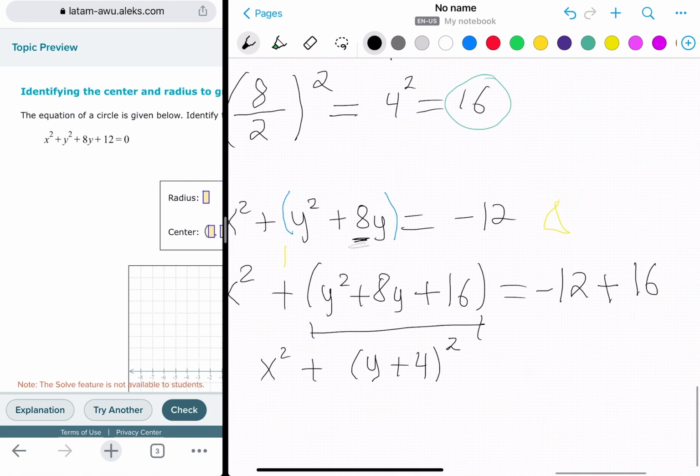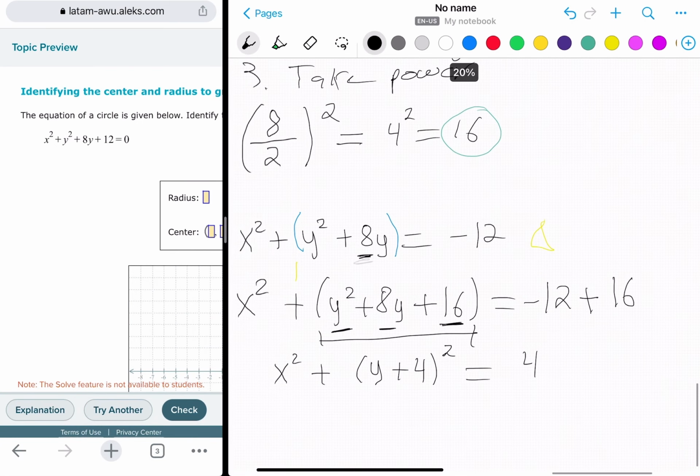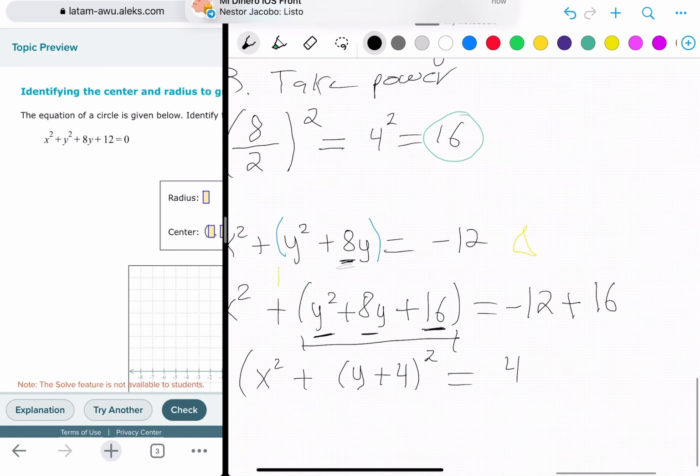This is a perfect square trinomial because the square root of this one times the square root of this one times 2 is this one. That is y times 4 times 2, 8y, you see? That's why this is a perfect square trinomial. And I know it's a perfect square trinomial because I forced it to be a perfect square trinomial. And 16 minus 12, that is 4. Now, if you see, this is in the standard form here.